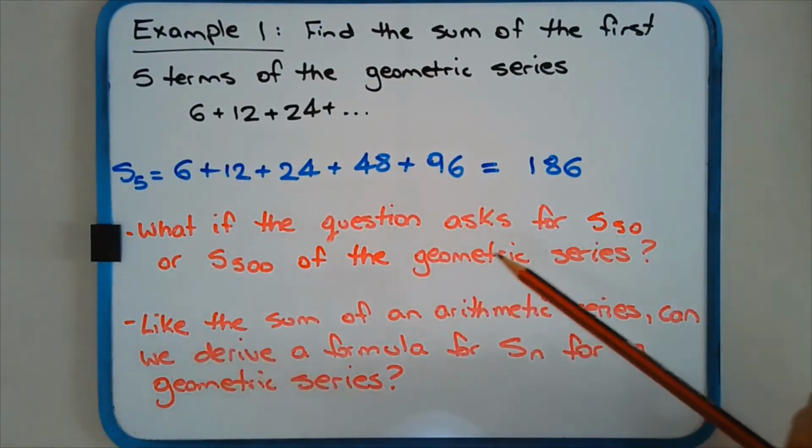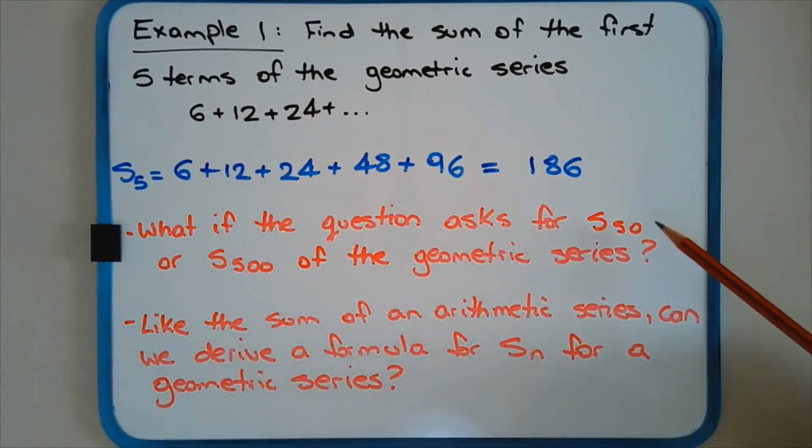But what if the question asks for, say, the sum of the first 50 or the first 500 terms of the geometric series? I've just come up with these numbers arbitrarily, a number big enough that it's not practical to list the terms explicitly. So like the sum of an arithmetic series, which we've seen before, there is a formula that we can use to add up any number of terms of an arithmetic series.